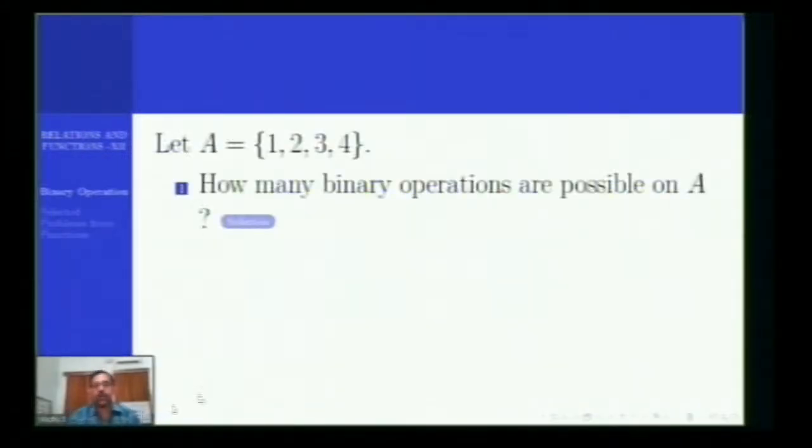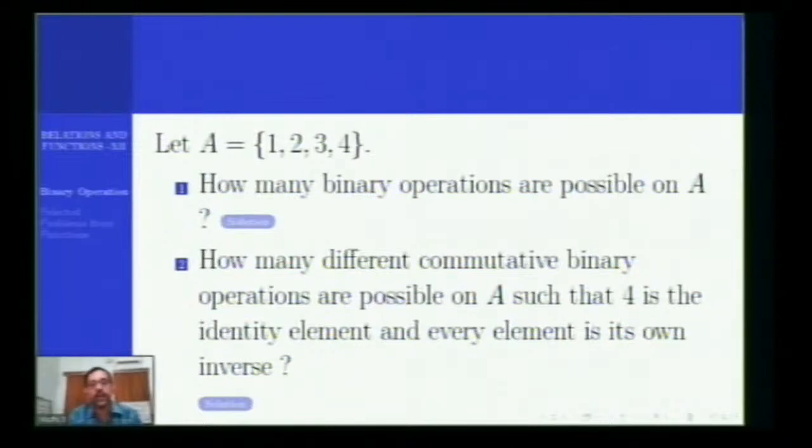Now, let us see an extension of this problem, a little more. How many different commutative binary operations are possible on A such that 4 is the identity element and every element is its own inverse? Okay, this problem is a little lengthy. What are the things we have to check? The set is A equal to {1, 2, 3, 4}. Your operation should be a binary operation. It should be commutative, and 4 is the identity element and every element is its own inverse. So at a stretch you may not be able to complete it quickly. So what we are going to do is solve it one by one.